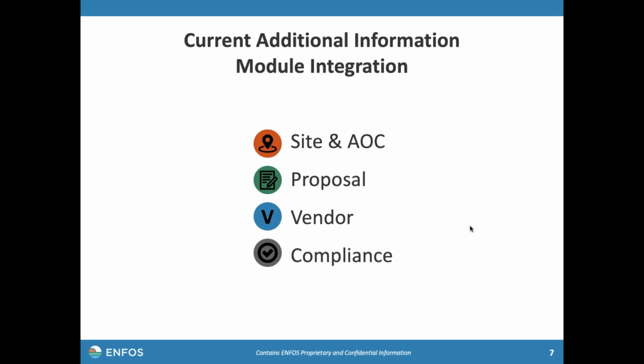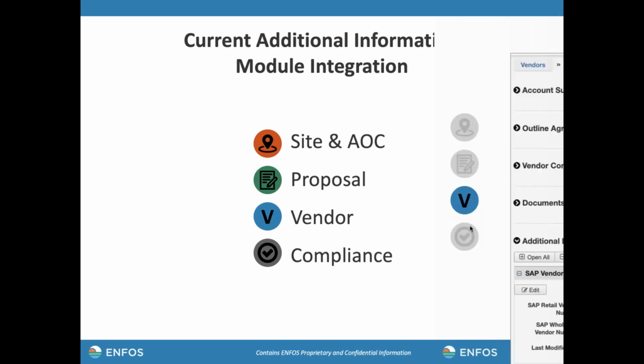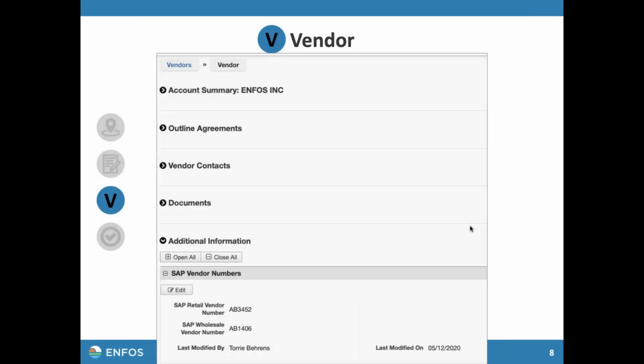So let's look at some usage within one of these modules. I decided to start with our vendor module. And here we can see our vendor information, right? This is that vendor page within ENFOS. And there's a new section here, right? The top 4 sections, which I have closed, are these standard sections. But I have this additional information section at the bottom that's expanded.